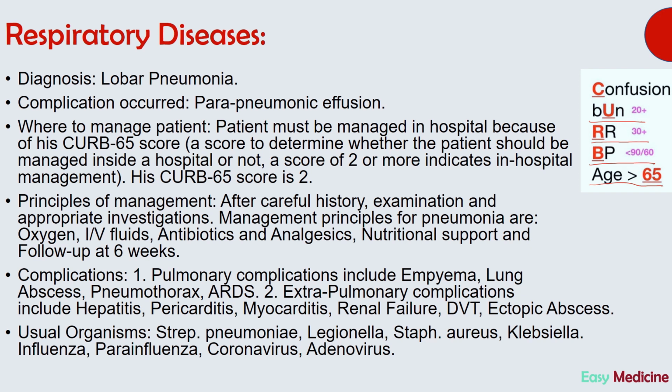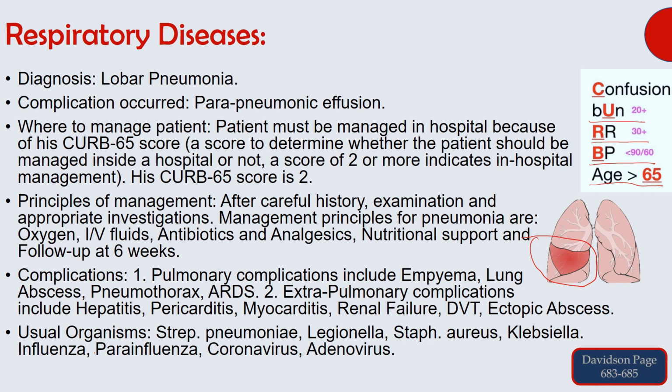The question also asked about usual organisms, and usual organisms involve bacteria as well as viruses. Bacterial organisms are Streptococcus pneumoniae, Legionella, Staphylococcus aureus, and Klebsiella. Viruses involved are influenza, parainfluenza, coronavirus, and adenovirus. Here you can see the right middle lobe of the lung is involved in lobar pneumonia. And here is the reference page number of Davidson's Book of Medicine. Let's read the next question.